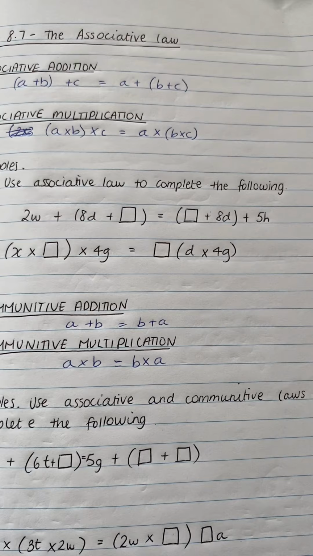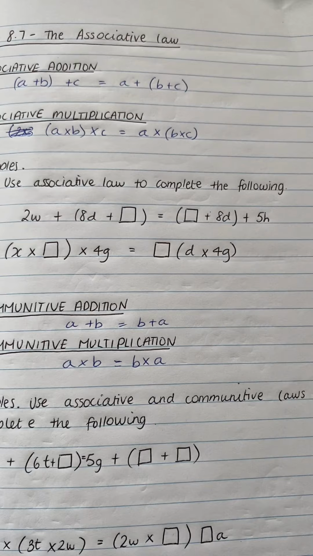Hi Year 7s, we have come to the last exercise of algebra and we are talking about 8.7, the associative law, and it's pretty much just a long way of saying that no matter what order you put addition, or you have addition or multiplication, your answer will end up the same.